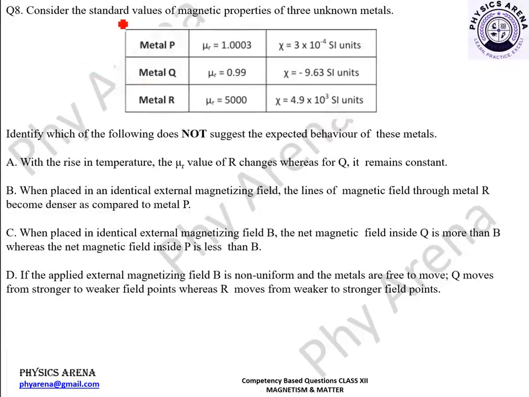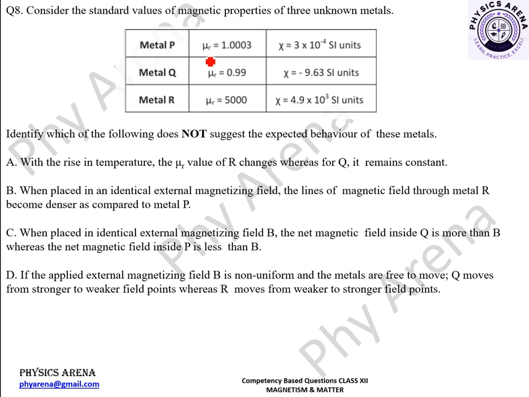Question 8. Consider the standard values of magnetic properties of three unknown metals. So three metals, metal P, metal Q, and metal R, with their relative permeability and magnetic susceptibility values are given in the table. We need to identify which of the following does not suggest the expected behavior of these metals. So first try to identify the metals based on the values of mu r and chi.